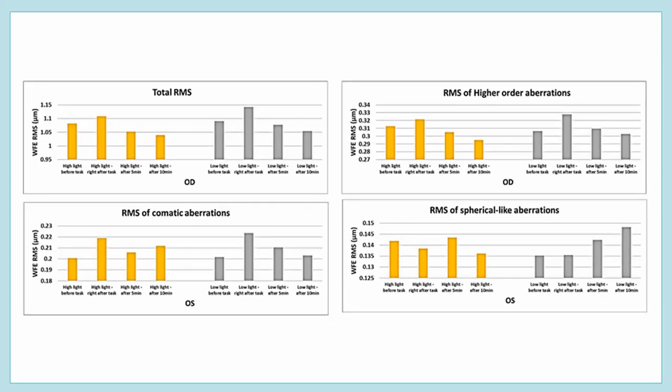Total RMS of aberration increased after finishing the reading task and then decreased in the subsequent measurements. RMS of higher order aberration, which includes chromatic and spherical aberration, showed a similar trend of change. However, RMS of spherical aberration decreased after the task and recovered in the 5 and 10 minute aberrometric measurements. As expected, measuring higher order aberration right after near vision tasks shows more increase in low lighting condition due to pupil enlargement than in high lighting, where we see a similar trend.